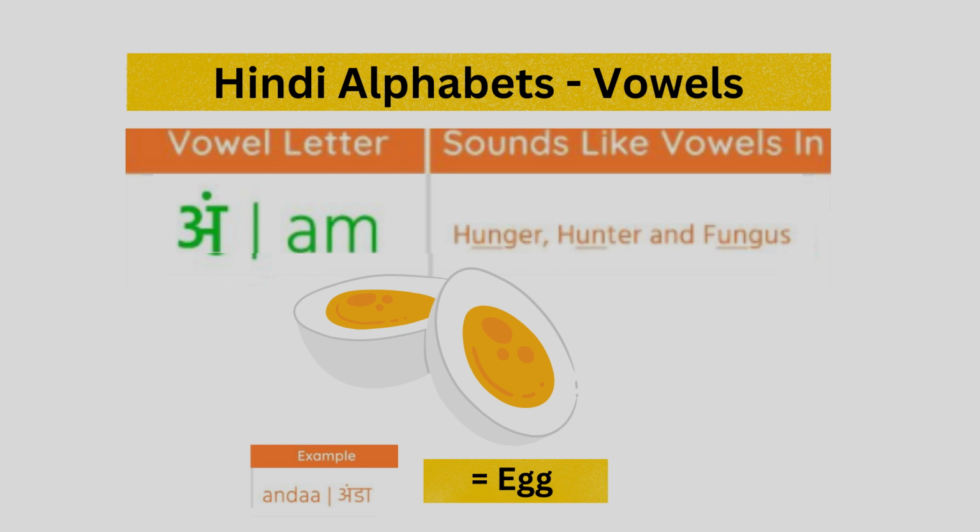The last vowel in the Hindi alphabet is Ang. It is similar to how you pronounce vowels in words like hunger, hunter, fungus. It is written almost similarly to the letter A, except there is a dot placed right on top. The Hindi word anda, which means egg, starts with the letter Ang.